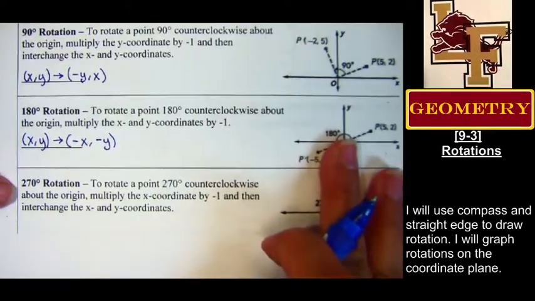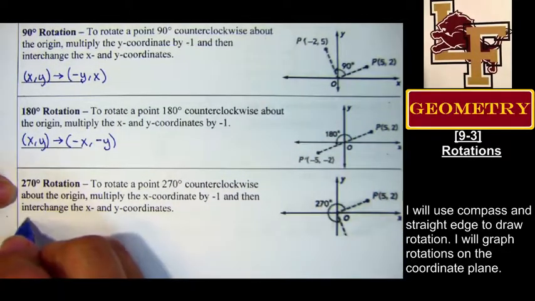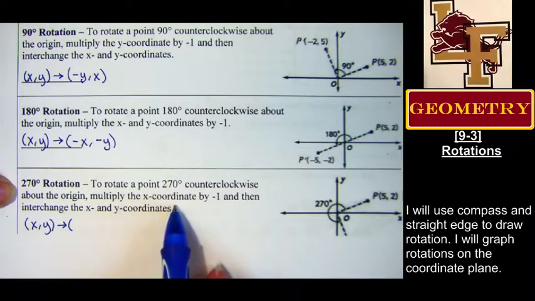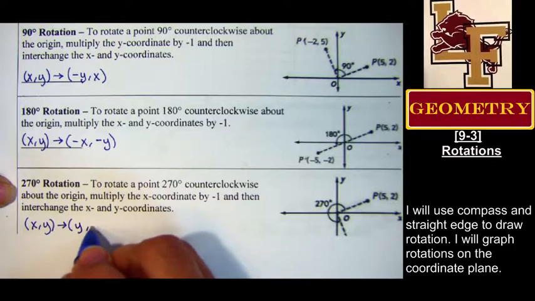For a 270-degree rotation, we're going to take our original points. You're going to multiply the X by -1, and then you're going to exchange them.